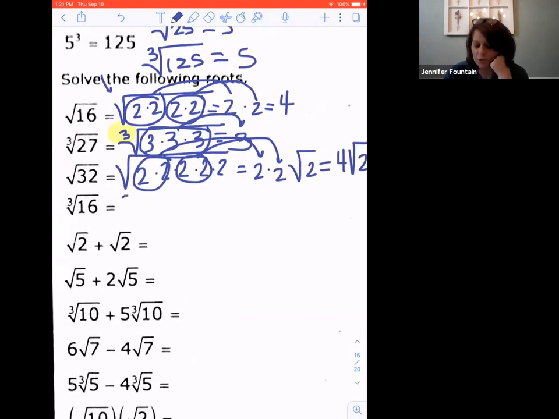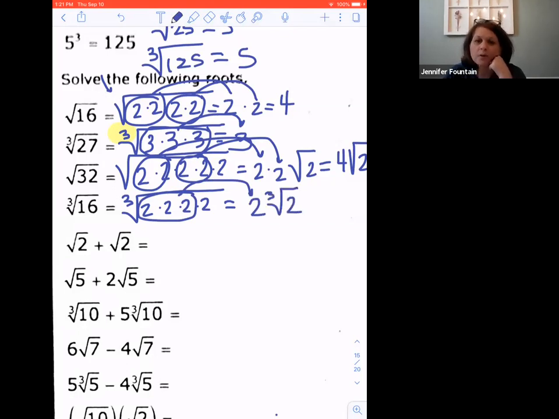Now we have the cubed root of 16. So 16, we've already broken it down several times. That's 2 times 2 times 2 times 2. Now my index is 3. So Mama said there has to be 3 buddies to go outside. So I circle 3 2s so they get to go outside as a whole group. But then this poor little guy has to stay inside. And remember that when it's a cubed root, I have to write that index of 3 there.